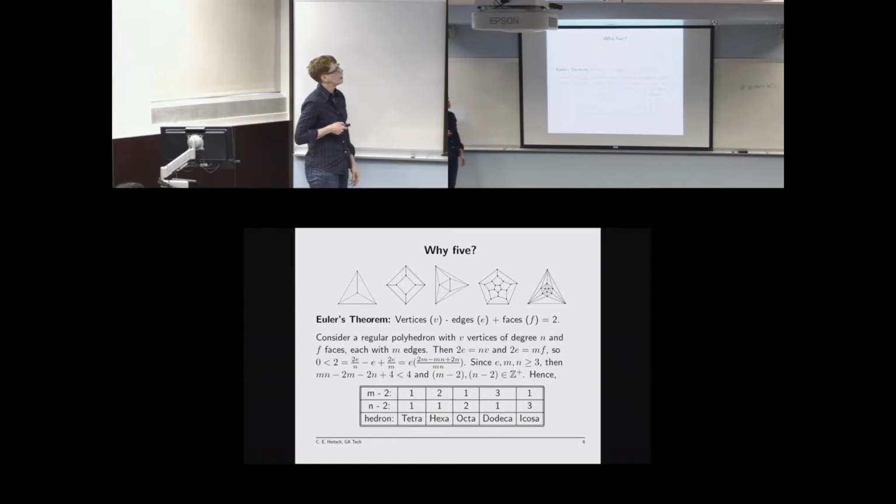So that means if I multiply by -1 and add 4 to both sides, this value has to be less than 4. And if I factor that, then I get these two numbers, which are both integers, have to be less than 4. And there are exactly 5 combinations of those. And so these 5 combinations, this m minus 2 is 2 less than the number of edges around every face. So if m minus 2 is 1, that means that all my faces are triangles. And if n minus 2 is 1, then all my vertices have degree 3. And that then gives me the tetrahedron. Okay.